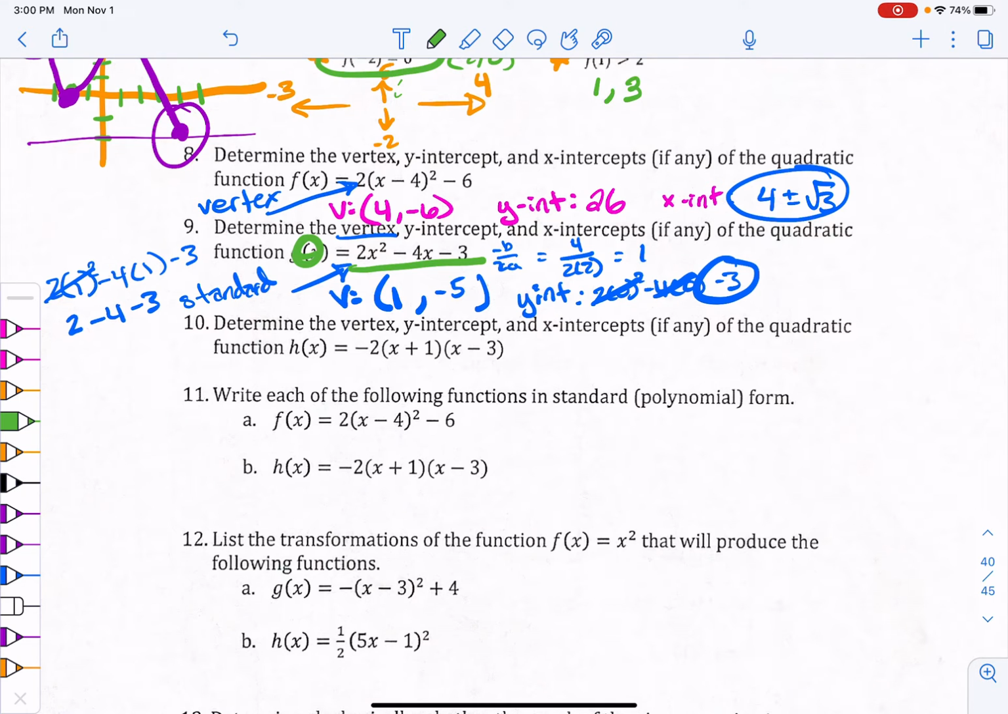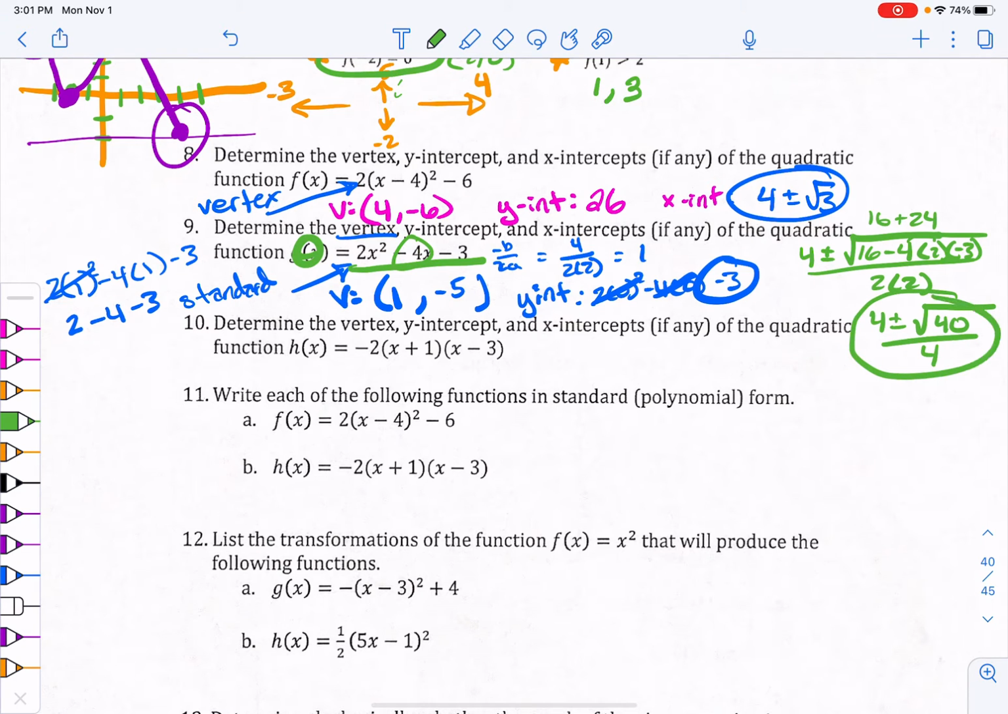So negative b would be positive 4 plus and minus the square root of b squared, which is 16, minus 4 times a times c, and all over 2 times a. So we've got 4 plus and minus the square root of 16, negative 4 times 2 times negative 3 is positive 24. And that is the square root of 40 all over 4. And we can probably reduce that, but I'm just going to leave it. Okay, so that is my x-intercepts, those two decimal places, is what it will look like.